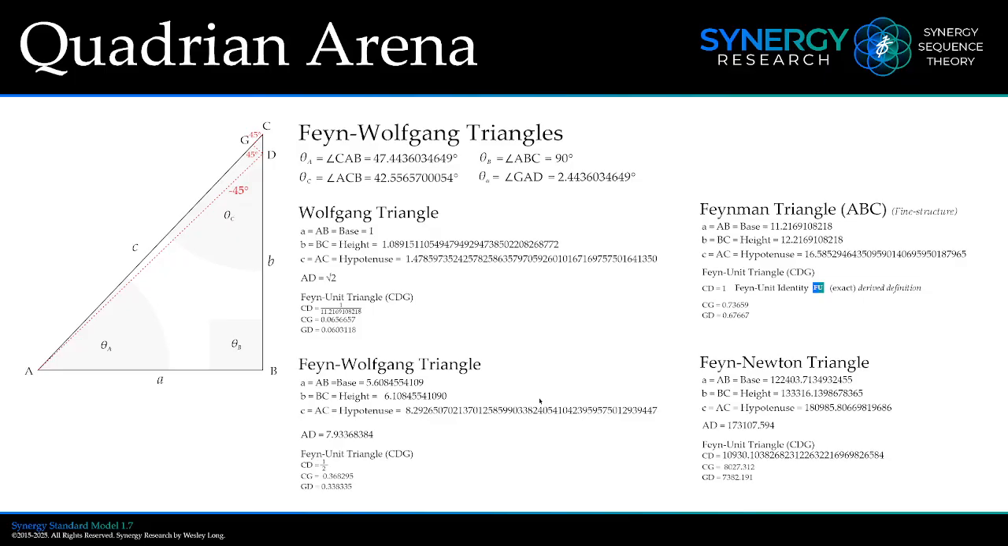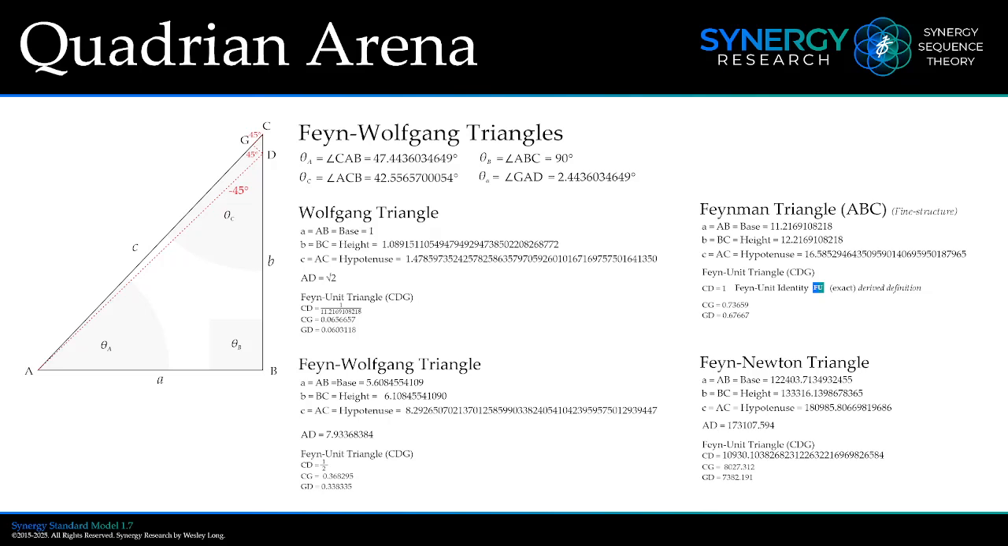Then we step into gravitational scale. The fine Newton triangle. This one is astonishing. A equals 243.71393. B equals 133.6.1398. C equals 180985867. The triangle is enormous, but the structure is identical. This triangle is built from the same angular system, but scaled to the gravitational constant domain. It still produces the fine unit triangle CDG. CD equals 19.1038, CG 8027.312, GD 7382.191. This triangle encodes gravity in symbolic scale.